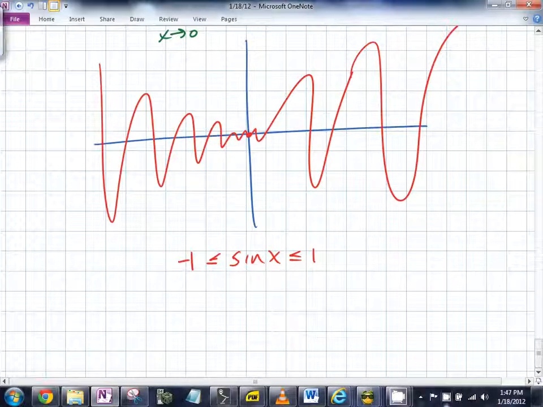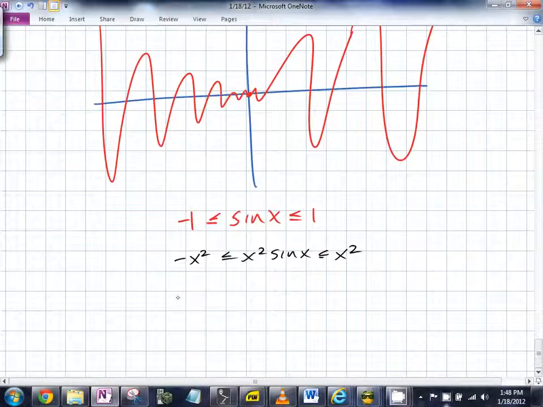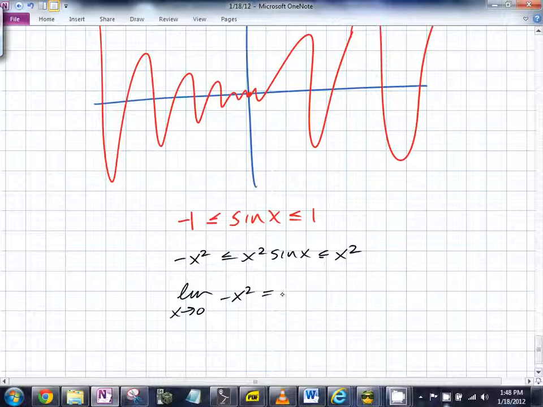So I'm going to multiply everything by x squared, and you get negative x squared is less than or equal to x squared sine x is less than or equal to x squared. Okay. What's the limit as x goes to 0 of negative x squared? It's not a trick question. 0. What's the limit as x goes to 0 of x squared? 0. Therefore, that's what the 3 dots mean. What's the limit as x goes to 0 of x squared sine x? 0. Because it's stuck between the two, right? Exactly. So by the squeeze theorem, that has to be true.